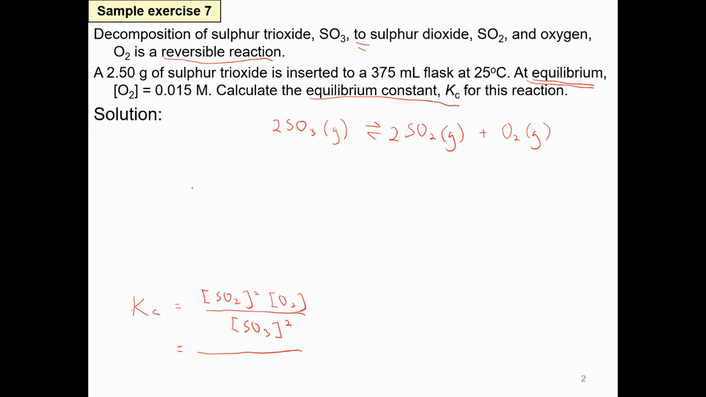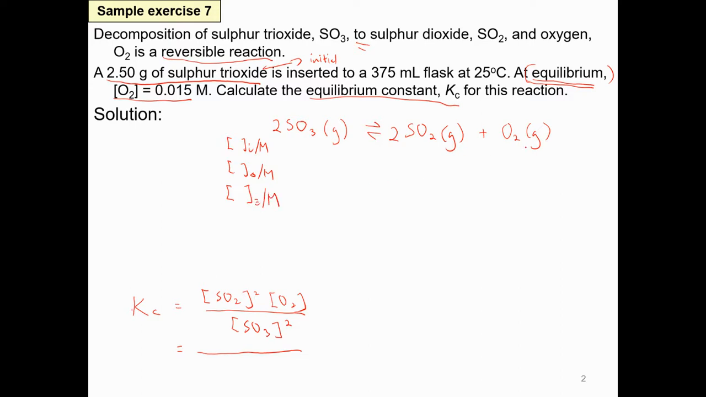Okay, now let's see what other information we have. So this 2.5 gram of sulfur trioxide is inserted, so this is the initial number of mole or initial concentration. Then we have at equilibrium 0.015. So what we can do is we can construct an ICE table first: initial, change, and also equilibrium.